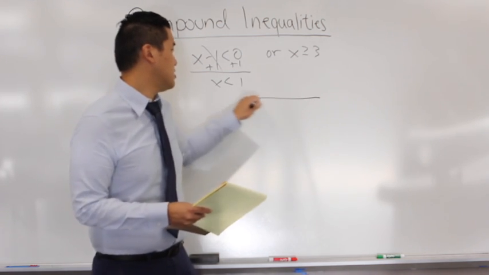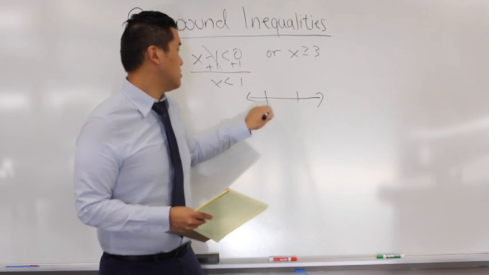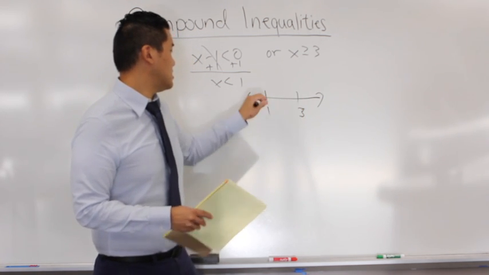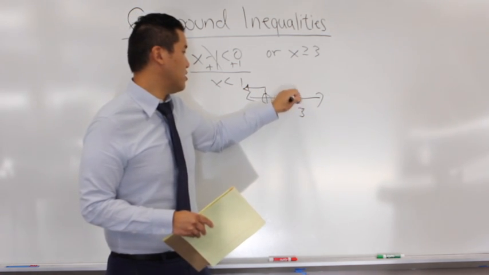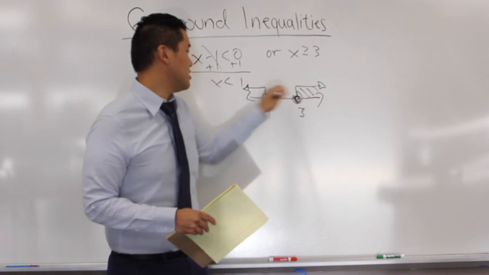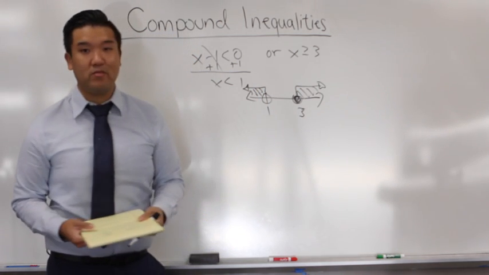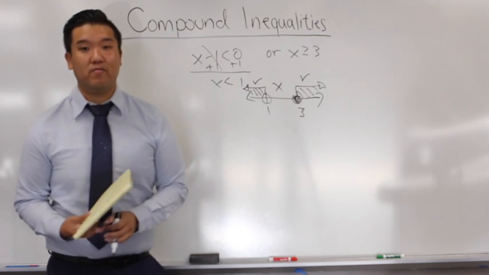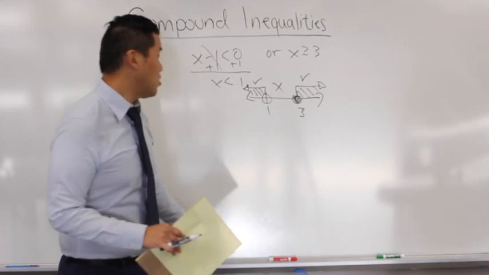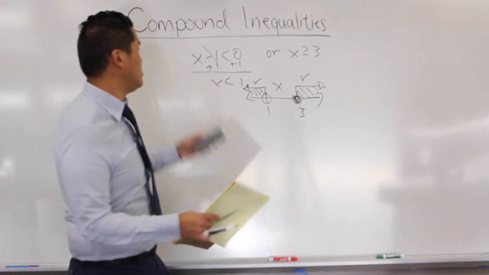So your answer is x is less than 1, open dot, or x is greater than or equal to 3, closed dot. So any of these answers work. The only answer works here, works there, does not work there. Okay? Remember, or is either or.